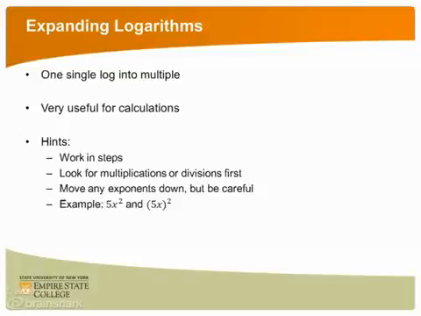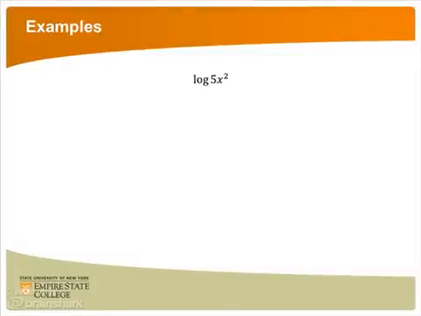You need to be very careful about exponents and exactly what they apply to. For example, in 5x squared, the exponent only applies to the x. But in (5x) squared, the exponent applies to both the 5 and the x. The logarithmic expansion would look different for the 2 examples. Suppose we wanted to expand the common logarithm of 5x squared.